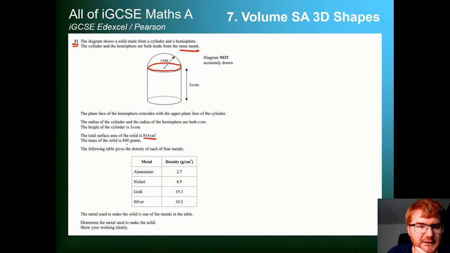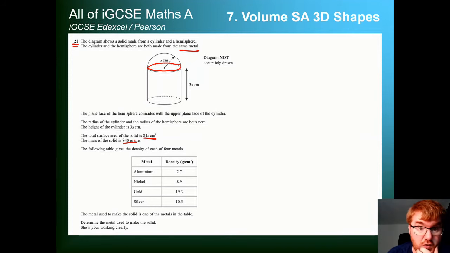The mass of the solid, okay, so density is probably going to be involved. It's 840 grams. And the following table gives the density of each of the 4 metals. So we've got those there. The metal used to make the solid is one of the metals in the table. We need to work out what it is.